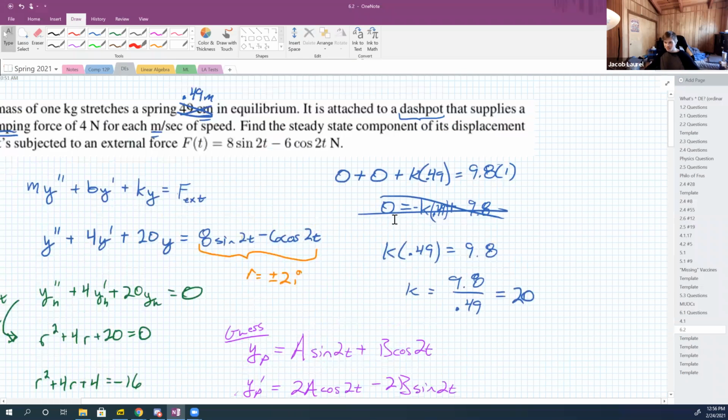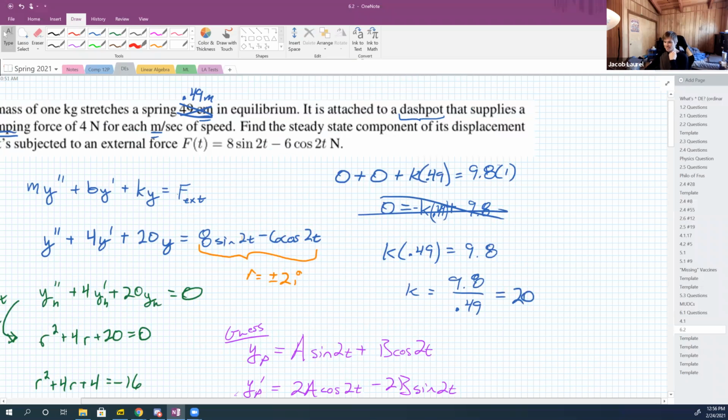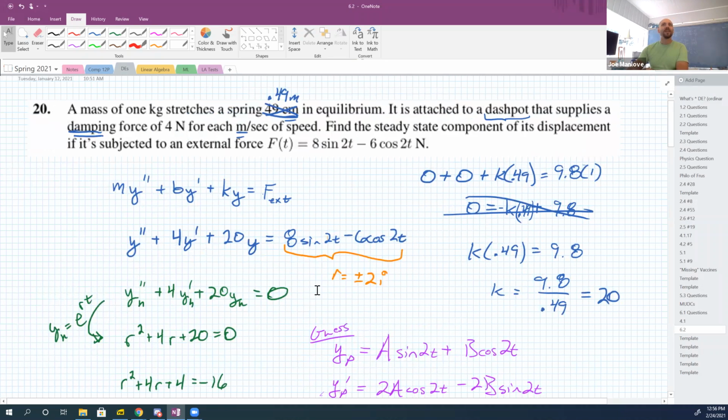I don't know if we actually have to do that, but they didn't give me initial conditions, did they? Yeah, they asked me for the steady state component. I guess I'm not really sure what a steady state component is.